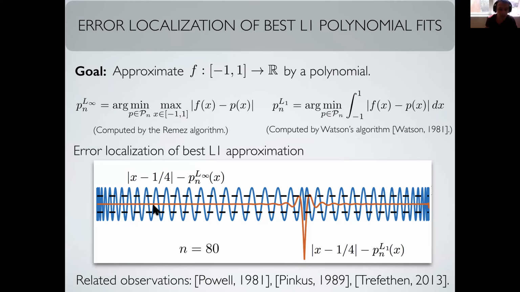So here I have a function, which is basically the absolute value of x shifted so that the discontinuity in the derivative occurs at 1/4. So there's a discontinuity right here on this interval. This is an error plot. The blue line is the error between this function and the best minimax approximation.